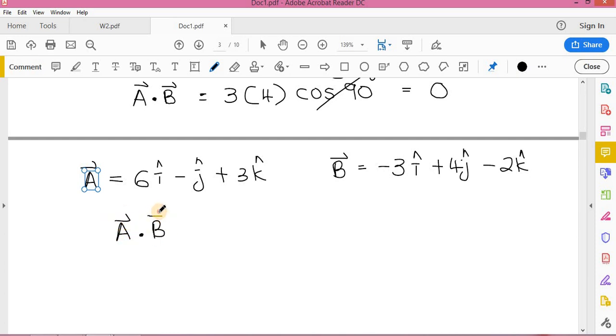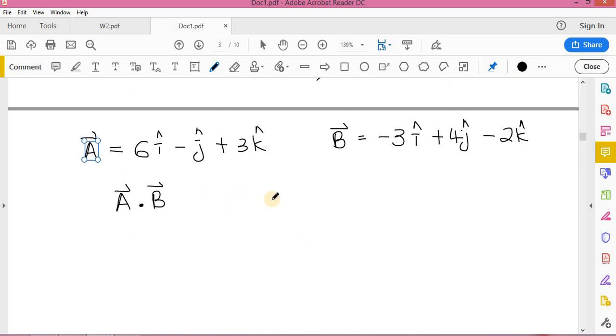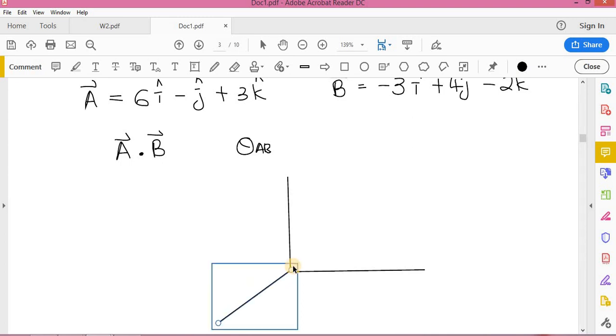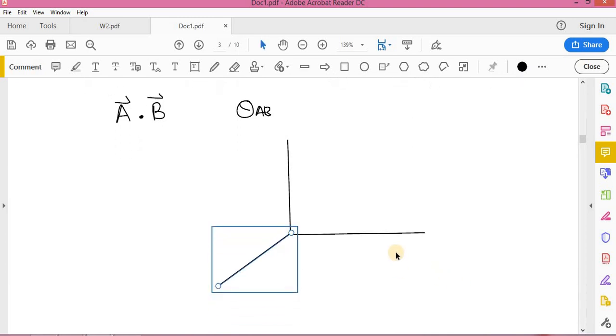between A and B. Of course, in order to get the theta AB, you need to draw this one first, and also this one. Only then can you try to find the angle. So what will happen? The angle might be very hard for you to find. I will show you. Because you have 3 directions, this is the 3 axes.